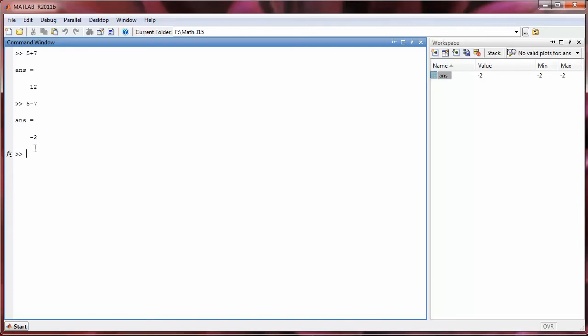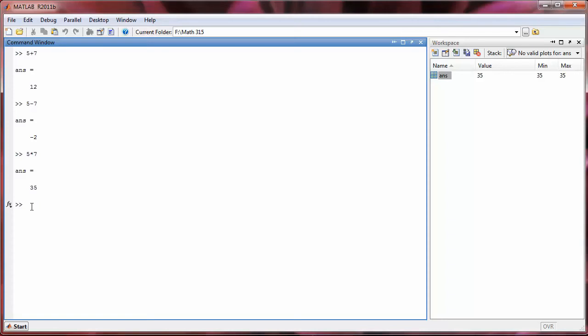For multiplication, we use the asterisk, which is located above the 8 on the keyboard. So we could type 5 times 7 and get the answer. And you should note here that for multiplication, you have to have this asterisk. There are other computer programs like Mathematica where a space will imply multiplication, but this is not the case in Matlab. You have to use the asterisk.